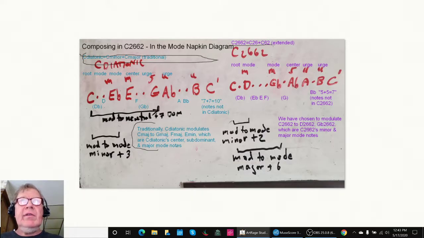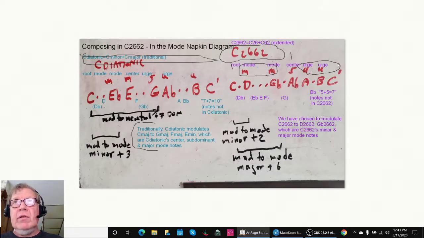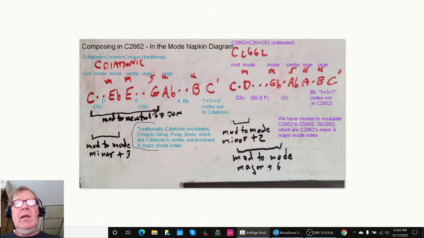Well, we're using an untraditional scale, C2662. Nevertheless, it has a minor and a major scale, so it has two modes, and it has two urges, and it has a center note, and it has a C root and an octave. So that was all cool. But we had to make up our mind. How are we going to modulate? And we did. We said we're going to modulate from C to D and C to G flat.